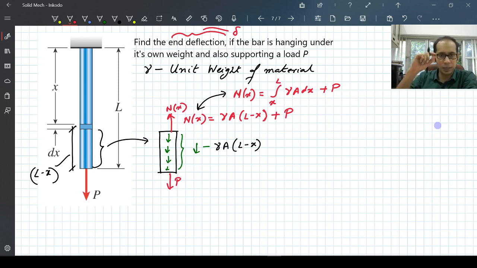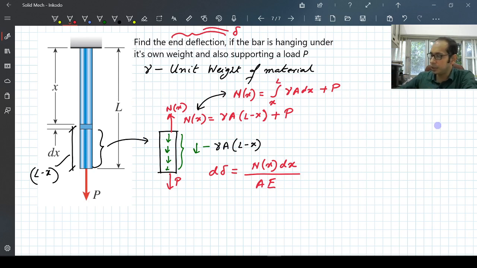We calculate the d delta, then we integrate from the top to the bottom. So our d delta is simply going to be N of x dx divided by A times E, where A is the area of cross section, which is the same. This formula is equivalent to PL divided by AE. I am saying this formula over and over so it gets ingrained in your memory. It's PL divided by AE.